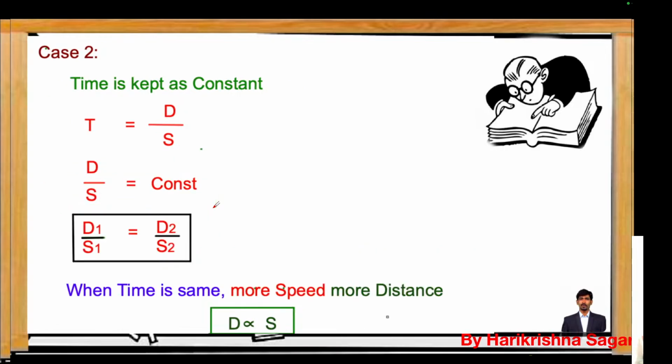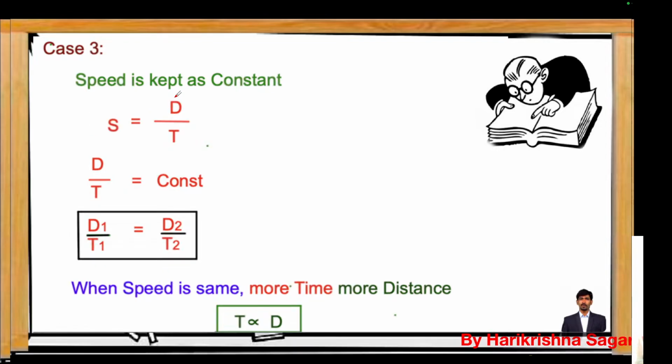Similarly, you may get a question where time is kept constant. So the task is, after reading the question, you have to realize what is kept constant and use the respective formula. If time is kept constant, the time formula is distance by speed. So you can use the formula d1 by s1 is equal to d2 by s2.